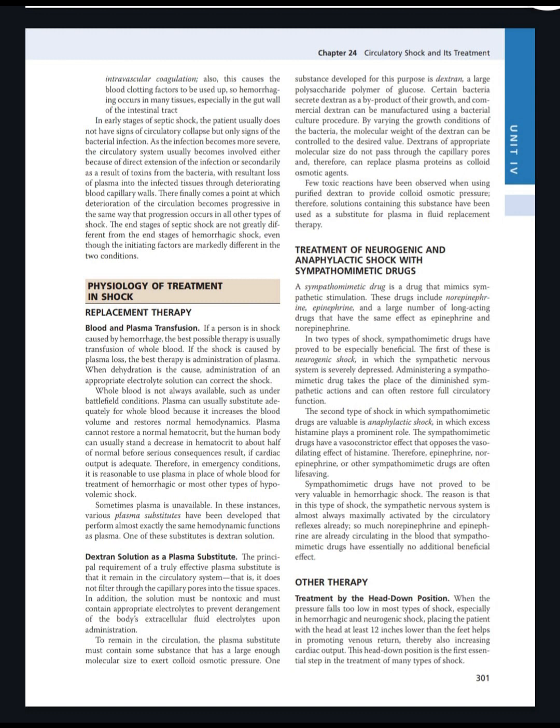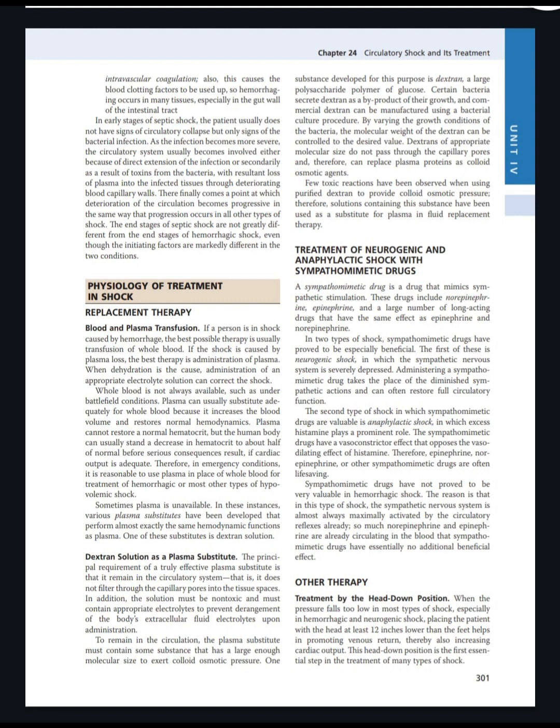Plasma cannot restore a normal hematocrit level, but the human body can usually stand a decrease in hematocrit to about half of normal before serious consequences result, if cardiac output is adequate. Sometimes plasma is unavailable. In these instances, various plasma substitutes have been developed that perform almost exactly the same hemodynamic functions as plasma. Then, treatment of neurogenic and anaphylactic shock with sympathomimetic drugs.